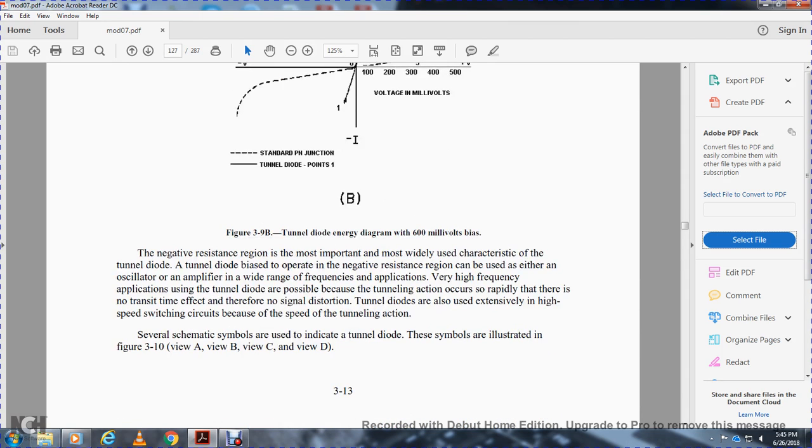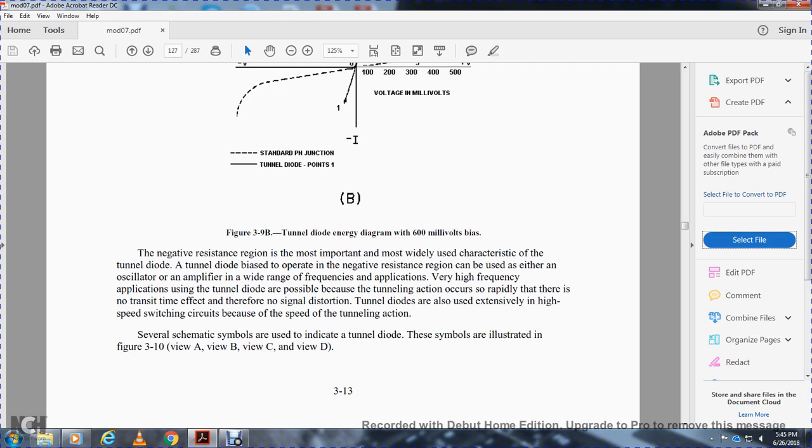The negative resistance region is the most important and most widely used characteristic of the tunnel diode. Based on this negative resistance, the tunnel diode can be used as an oscillator or an amplifier over a wide range of frequencies, including very high frequency applications. The tunnel action occurs so rapidly that there is no transit time effect, and therefore no signal distortion. Tunnel diodes are also extensively used in high-speed switching circuits because of the speed of the tunneling action.